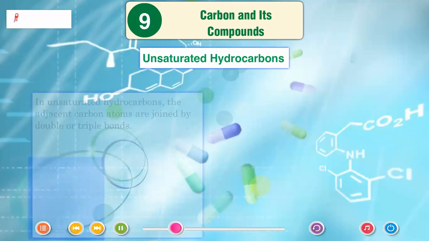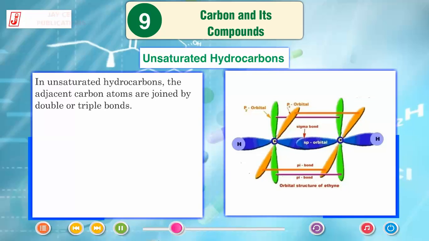Unsaturated hydrocarbons. In unsaturated hydrocarbons, the adjacent carbon atoms are joined by double or triple bonds.